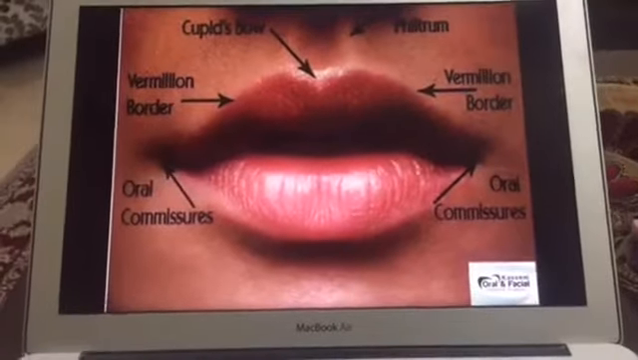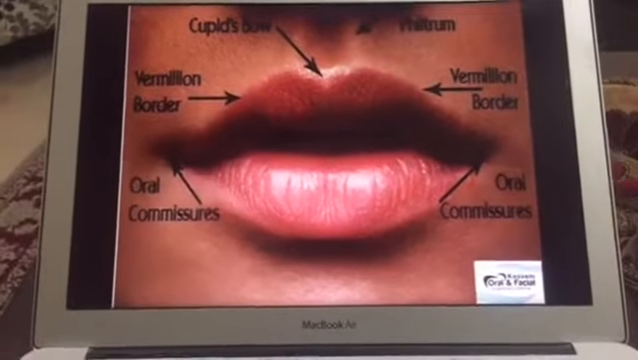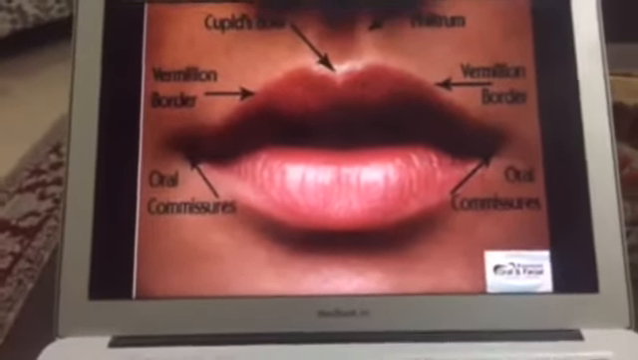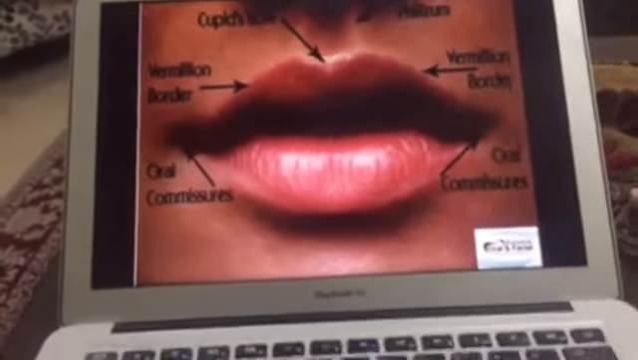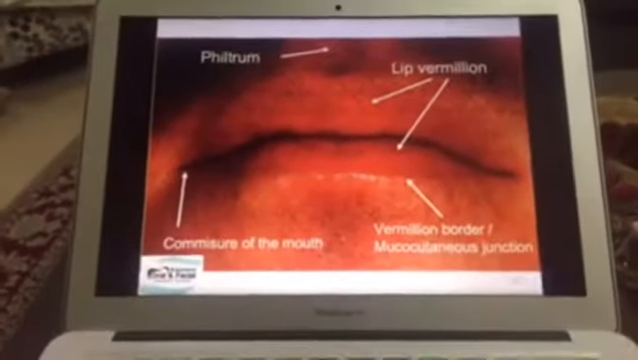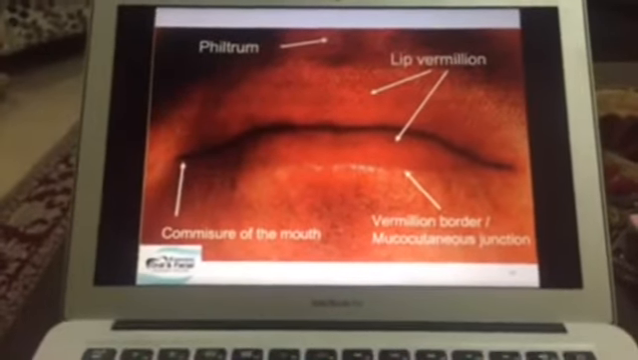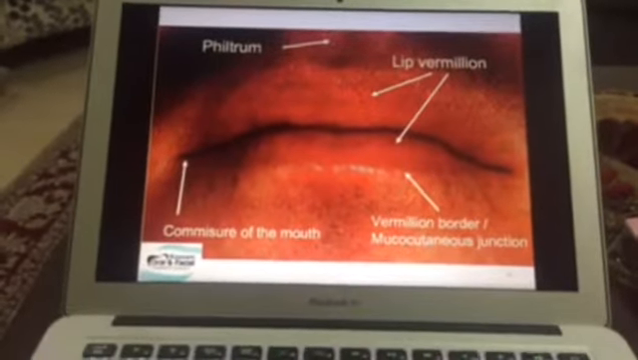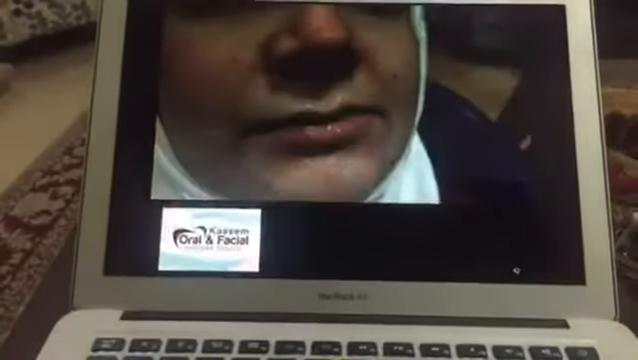Let's have a very rapid revision of the anatomy. This is a philtrum, and this is a Cupid's bow, and this is the oral commissures. Okay, the oral commissure is very, very important. This is lip vermilion, philtrum, oral commissures, and this is the mucogingival or mucocutaneous junction. We call this the wet line.